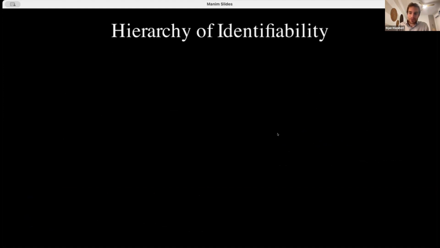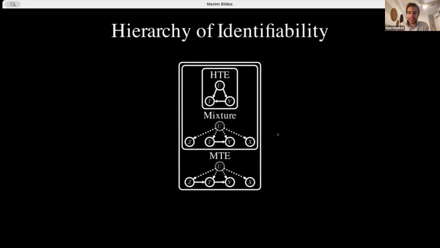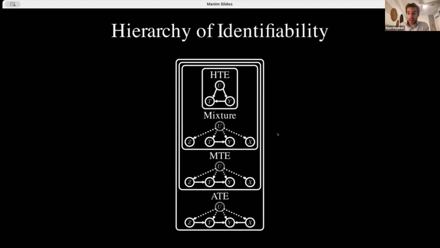So in summary, there's this hierarchy of identifiability. We started with heterogeneous treatment effects, which required observed U. Then we observed that there was this mixture model recovery problem, which required no edges. And then if there was an edge from Z to T, we could recover the mixture of treatment effects. And then an edge from X to Y is all that is needed for recovering an average treatment effect.